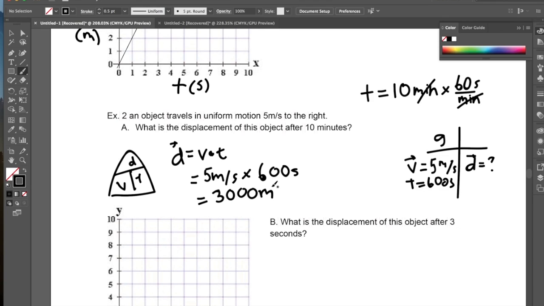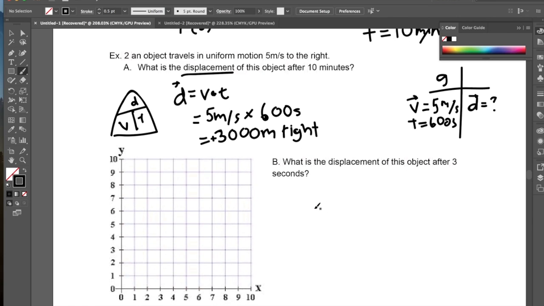3,000 meters. And again, because it's traveling to the right, and we want to find the displacement, we want to make sure that we give it a direction. So 3,000 meters right, or plus 3,000 meters. It's a positive direction.